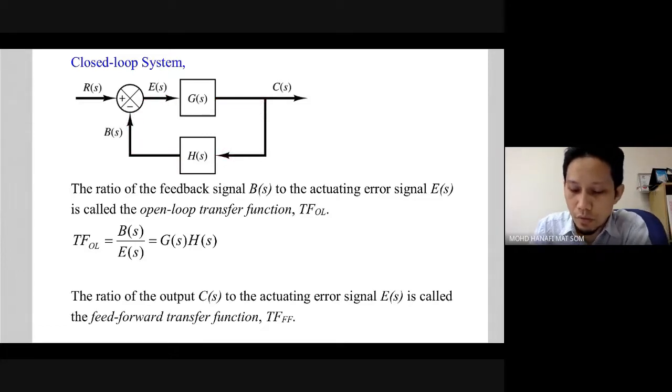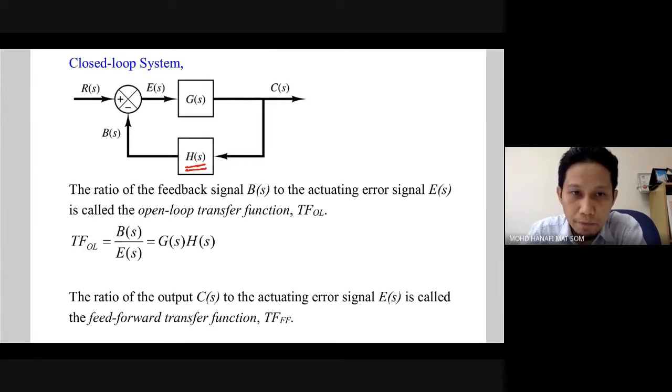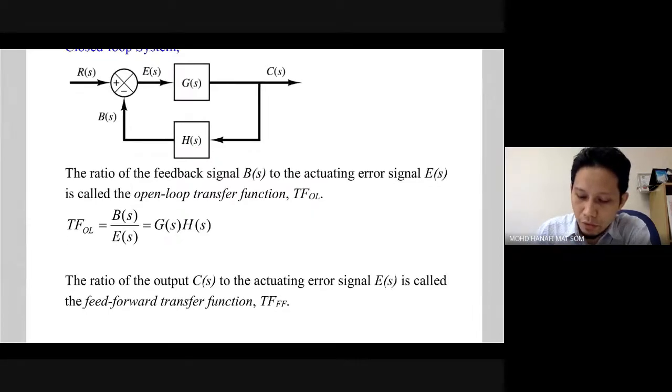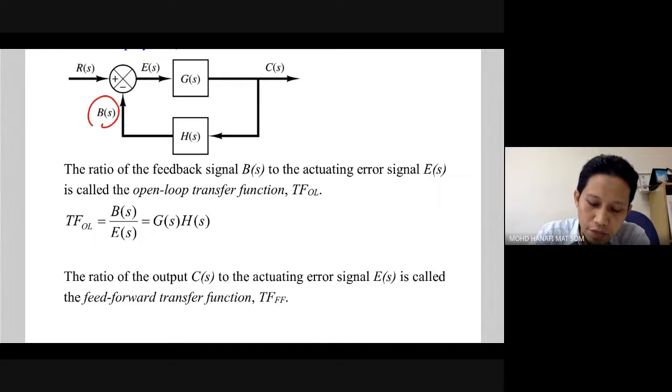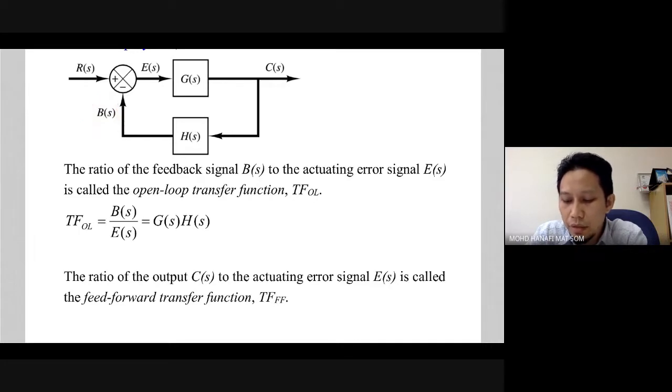The transfer function of the forward path is usually represented by G(s), and the transfer function of the feedback is usually denoted by the symbol H(s). Now the ratio of the feedback signal B(s), so this is B(s) here, to the actuating error signal E(s), B(s) to E(s), is called the open loop transfer function.